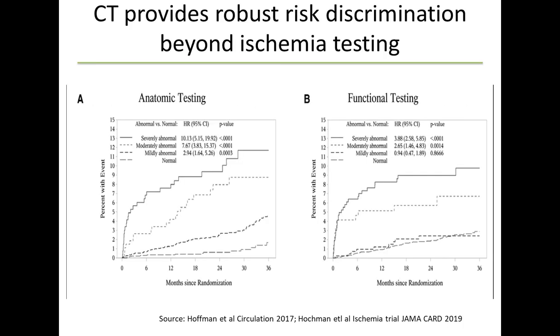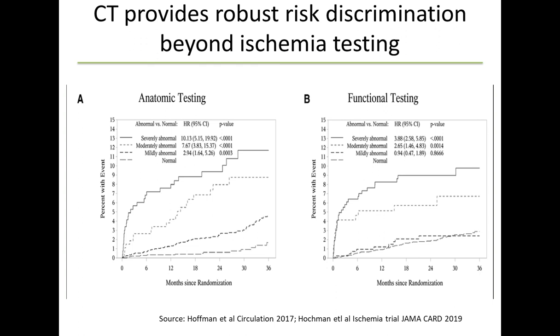This comes to us from the PROMISE database, a randomization of 10,000 Americans between stress testing, predominantly SPECT, and CT in the anatomical arm. And what you have here is on the x-axis time, the y-axis the percentage of patients with events. The lowest Kaplan-Meier curve on the left here in the CT strata are those with a negative coronary CT angiogram. What you can see is that the event rate in the setting of a negative CT is incredibly low, below 1% through 3 years within the PROMISE database. That's less than half of the event rate in the nuclear stress testing in PROMISE.